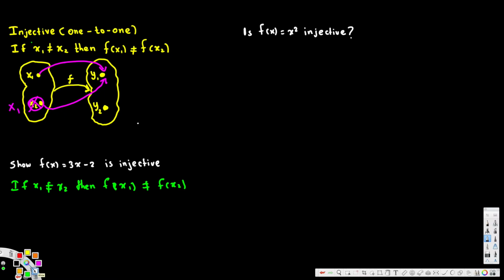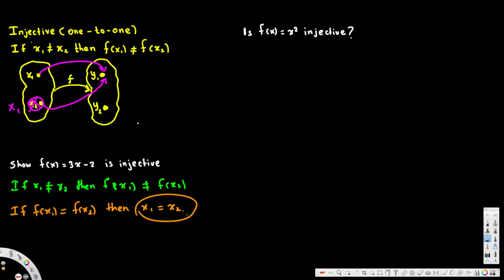Here the contrapositive is easier to prove, so let's take the contrapositive. Basically we negate both parts and switch them around. So the contrapositive is: if f of x1 is equal to f of x2, then x1 is equal to x2. Okay, this is our claim. If we can prove this, then this is an injective function.